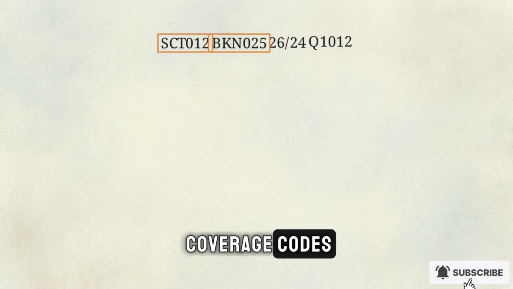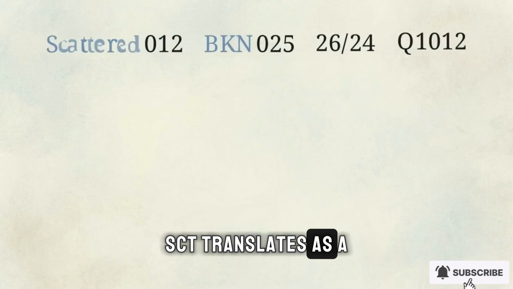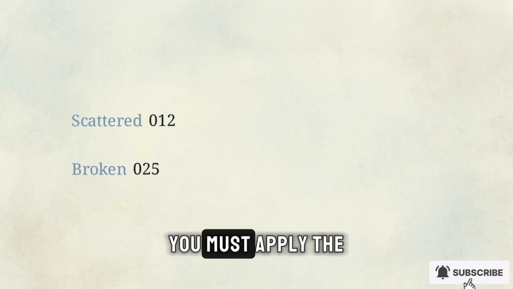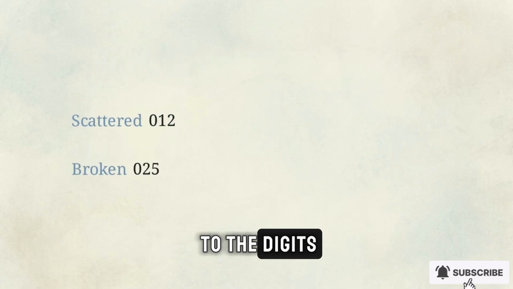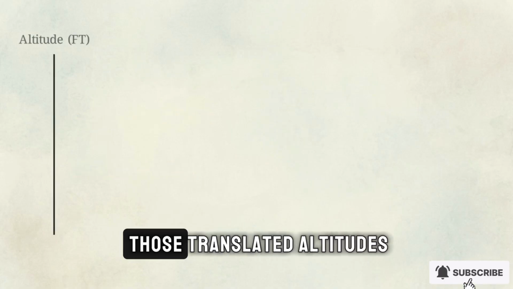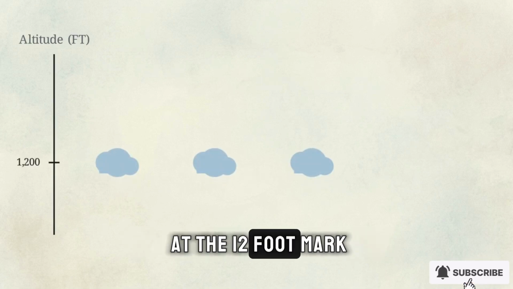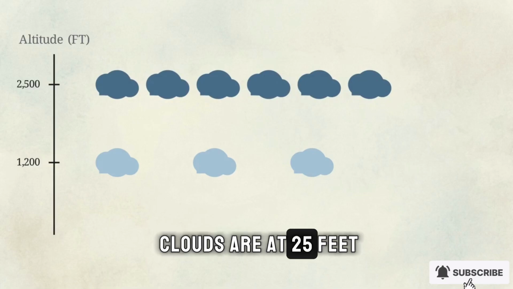The first 2 blocks here are our cloud coverage codes. SCT translates as a scattered layer of clouds, and BKN translates as a broken layer. To read aviation cloud altitudes, you must apply the add 2 zeros rule to the digits. Miscalculating this is dangerous. 012 is not 12 feet. Add 2 zeros and it becomes 1,200 feet. The 025 becomes 2,500 feet. We can now map those translated altitudes onto our vertical scale. The scattered clouds sit at the 1,200-foot mark, and the denser broken clouds are at 2,500 feet.